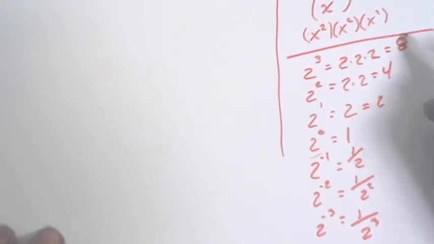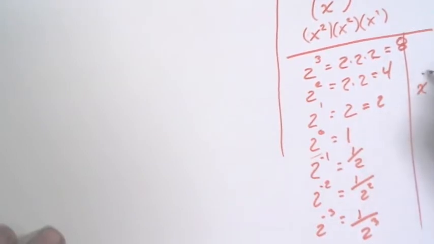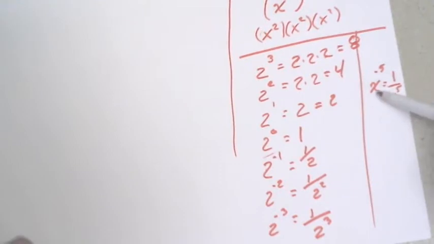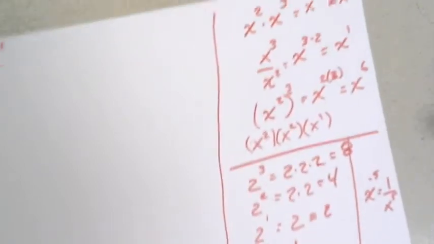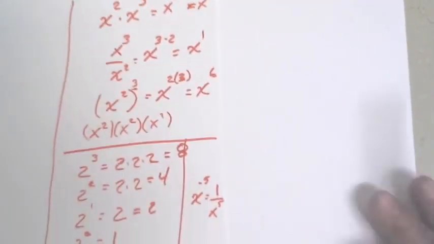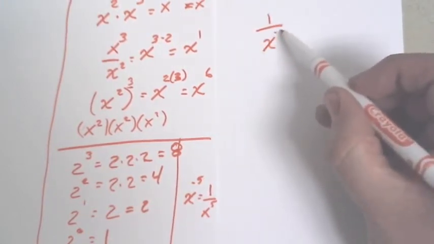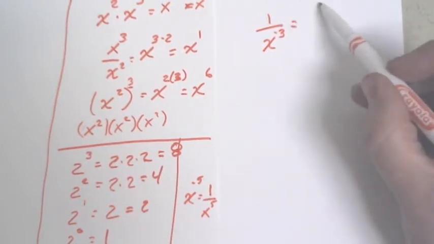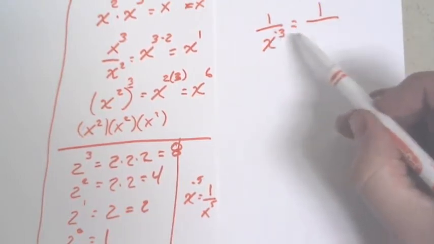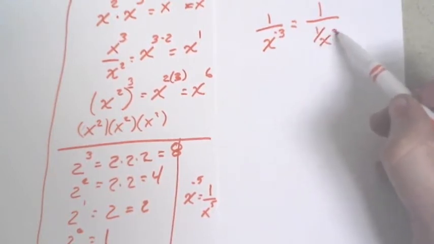So if we have something like x to the negative 5, instead of saying multiply by x the opposite of 5 times, we're dividing by that x 5 times. So it just moves it from the top down to the bottom. So that x to the negative 5 would become 1 over x to the 5th. Similarly, if we are in a denominator already and negative, let's say x to the negative 3, we could express that as 1 over x to the negative 3 is 1 over x to the 3rd.